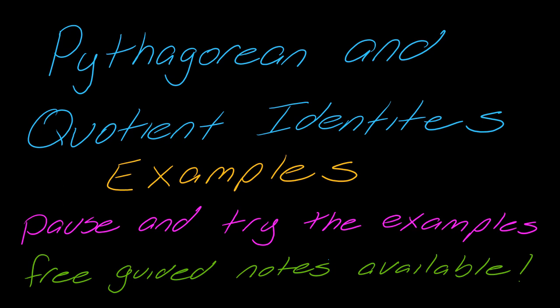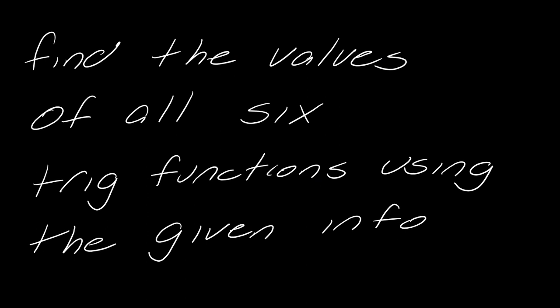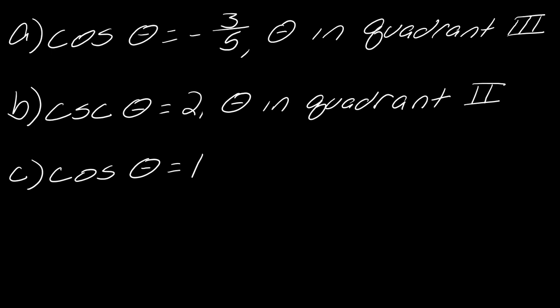Hey guys, so this is an additional examples video that goes alongside the lessons video where I was talking about Pythagorean and quotient identities. So we're going to look at 3 more examples where I'm going to find all 6 values of the trig functions just using the given information here. So hopefully this helps you wrap your head around this.